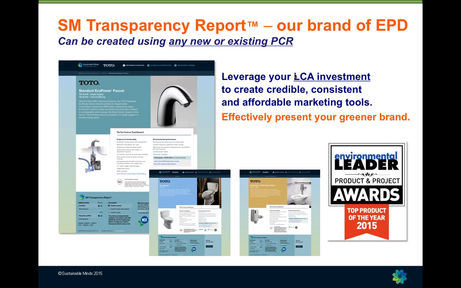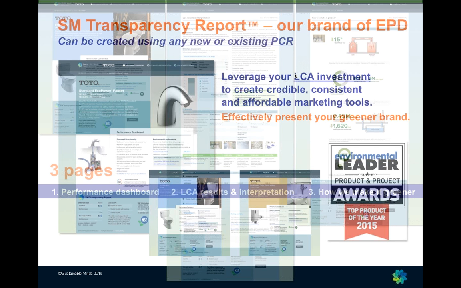Transparency report is an ISO 14025 Type 3 environmental declaration. 14025 says on page 1 of the standard, a program operator can call their declaration anything they want. We decided we didn't want to call ours an EPD because we wanted to indicate there was something different about it. So it's our brand of EPD, and designed to leverage the manufacturer's investment in LCA to ultimately build a greener brand. And we've been fortunate to have the opportunity to work with Toto USA, who from the beginning was the customer who really helped drive the requirements and pilot our products. We're in the third year of developing transparency products with Toto, and I'm going to show you some more of that.